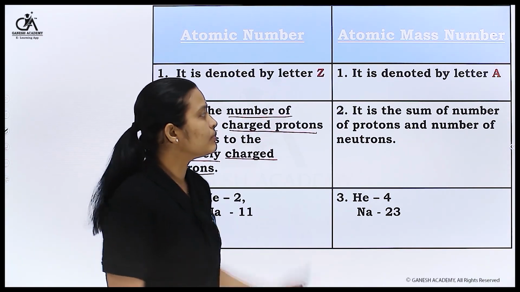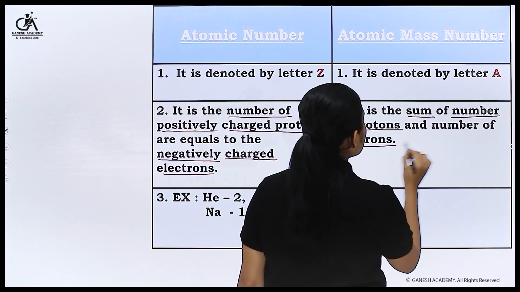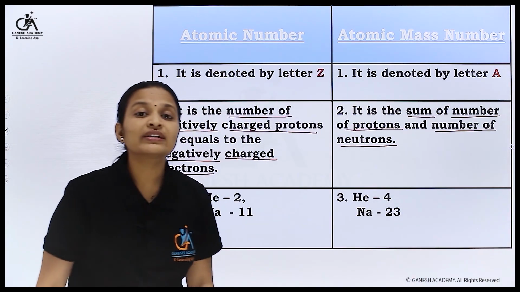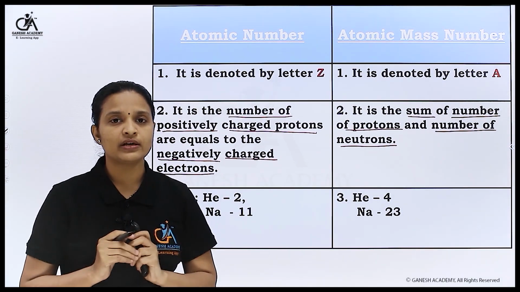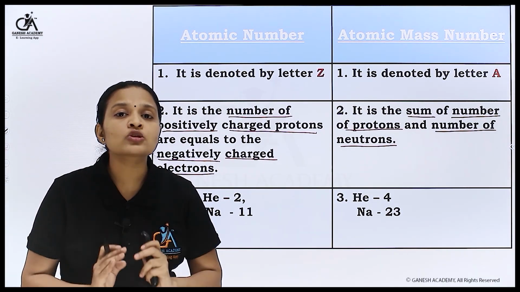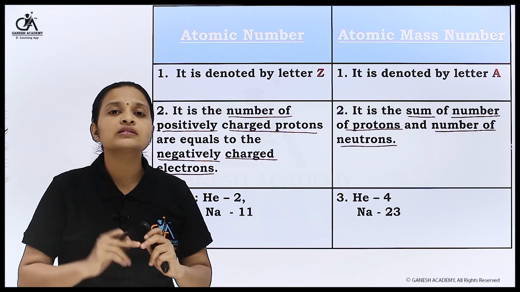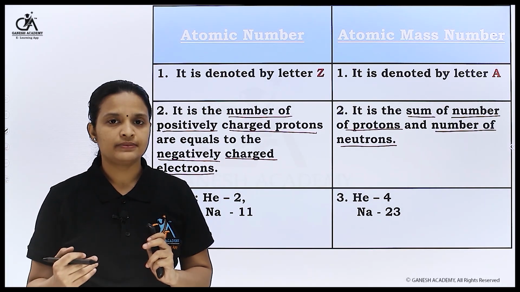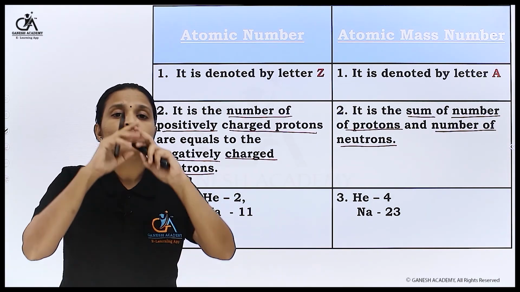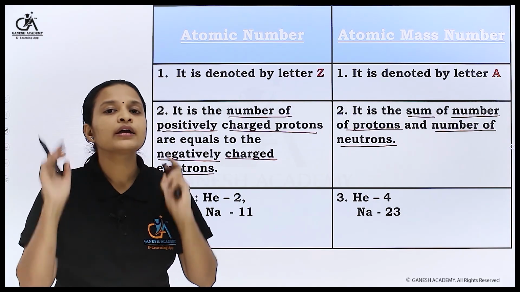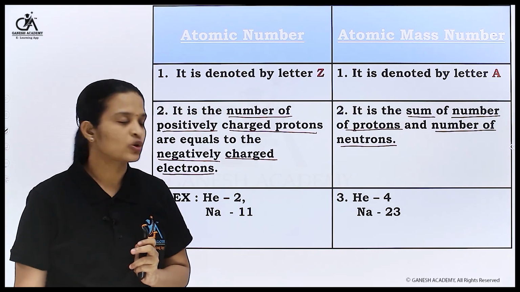And what is atomic mass number? Atomic mass number is the sum of the number of protons and the number of neutrons. So it gives the total number of protons and neutrons present inside the nucleus, or we can say it gives the mass of the nucleus. Why does it give the mass of the nucleus? Because inside the nucleus protons and neutrons are present. So when we get the number of protons and neutrons, we can calculate the total mass of the nucleus, or the mass number of the respective atoms of an element.